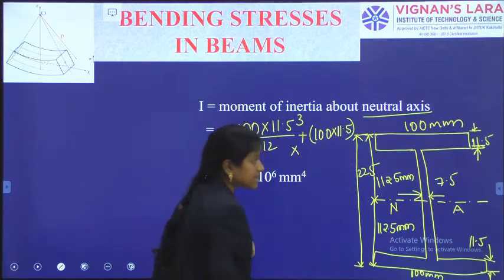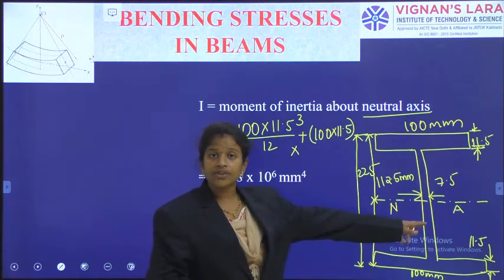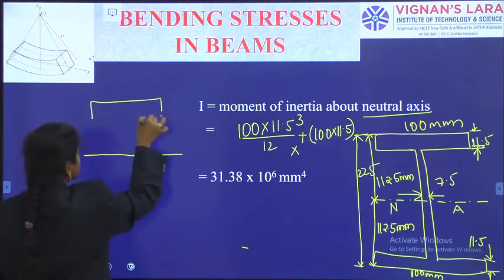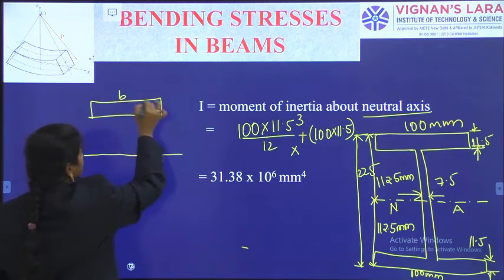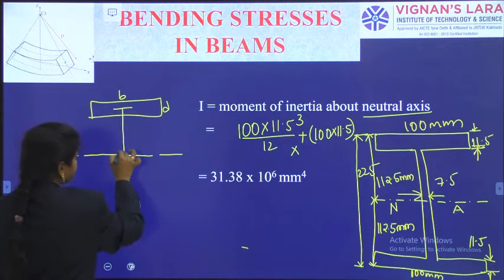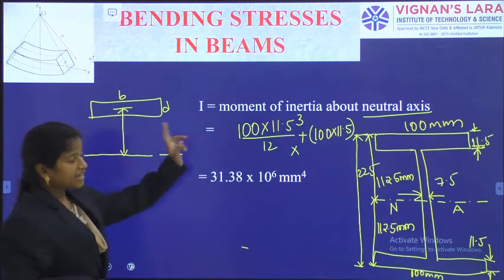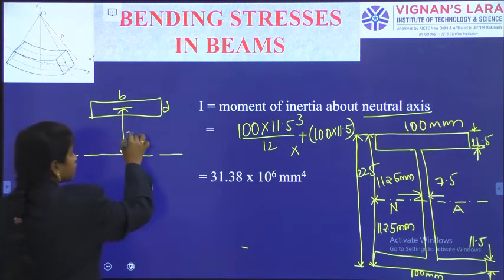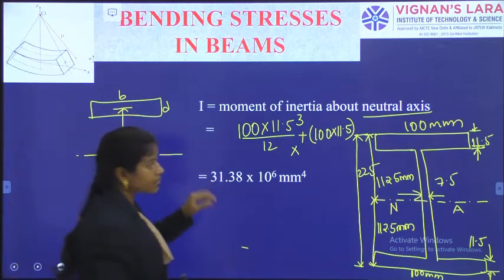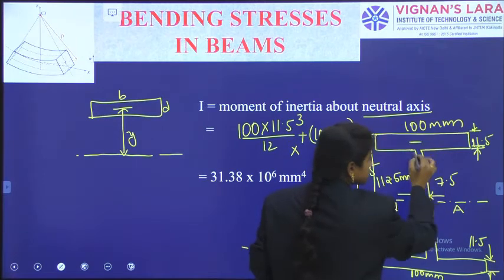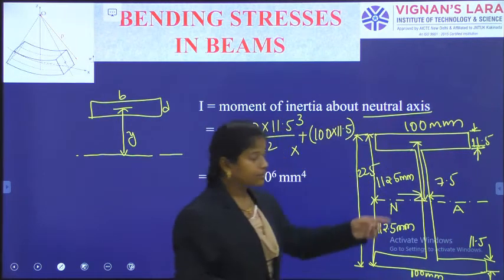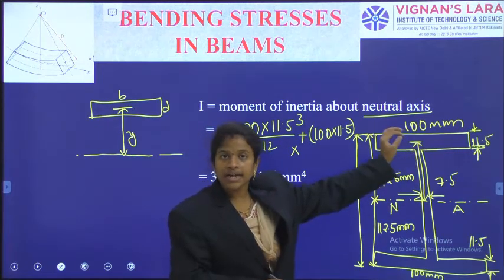And what is the distance? What is the moment of inertia about any axis? Once the axis is like this and the member is like this, I need to write B D cube by 12, and then I need to write B D area into the corresponding y square. So how will this y be calculated? From the centroid of this position to the neutral axis line, from the centroid of the thing I am considering.